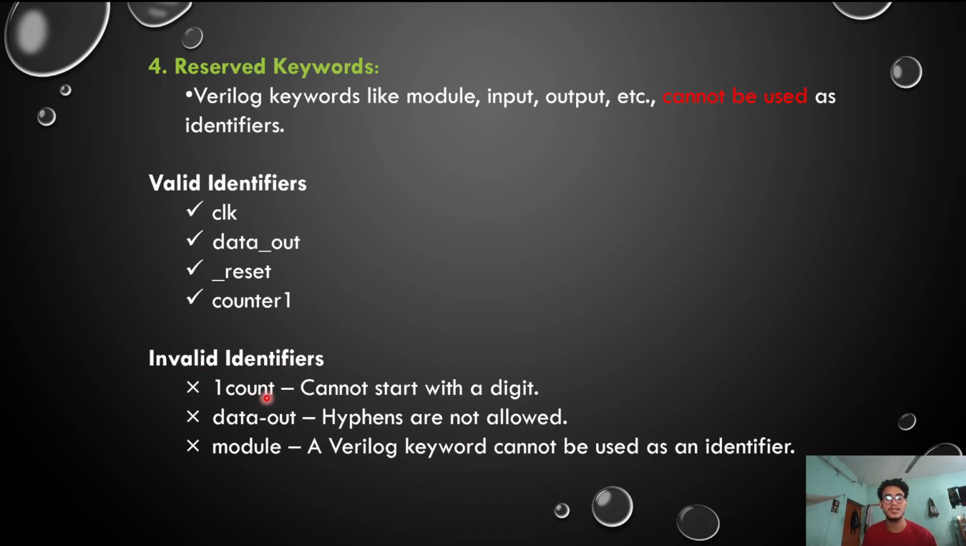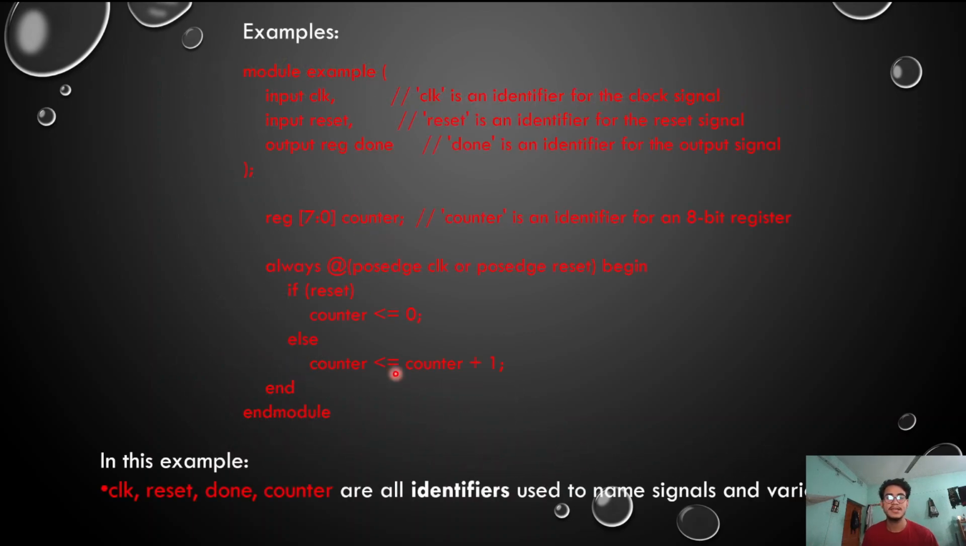1count. As you know that identifiers cannot start with a digit. Data hyphen out. In this case, hyphens are not allowed. Module. In this case, a Verilog keyword cannot be used as an identifier. In this example, the words CLK, reset, done, counter are all identifiers used to name signals and variables.